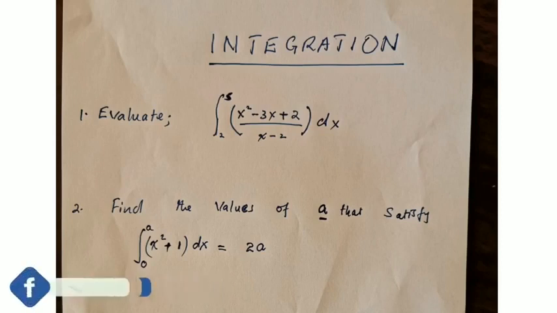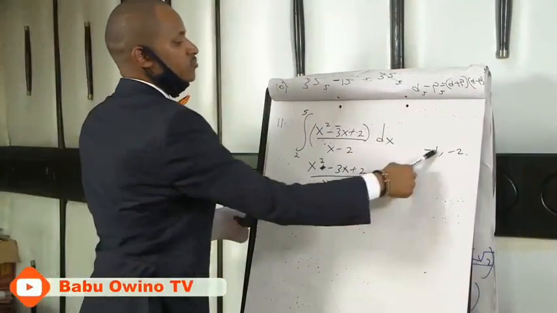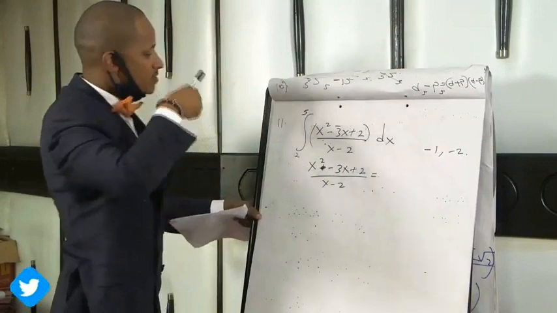So before you start integration, you simplify what is in the bracket. We can see a quadratic expression. So the quadratic expression can be simplified by simply writing x squared minus 3x plus 2 divided by x minus 2. Look for two numbers. If you multiply them, gives you positive 2. If you add them, gives you negative 3. So the two numbers are negative 1 and negative 2. When you add these two numbers, gives you negative 3, but when you multiply them, gives you positive 2.